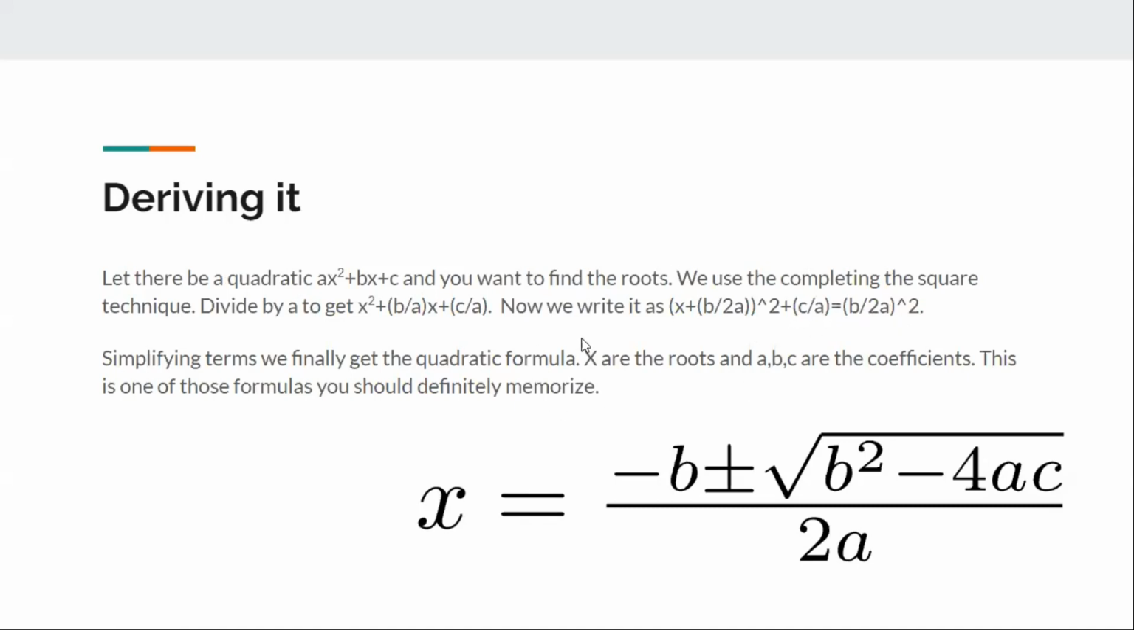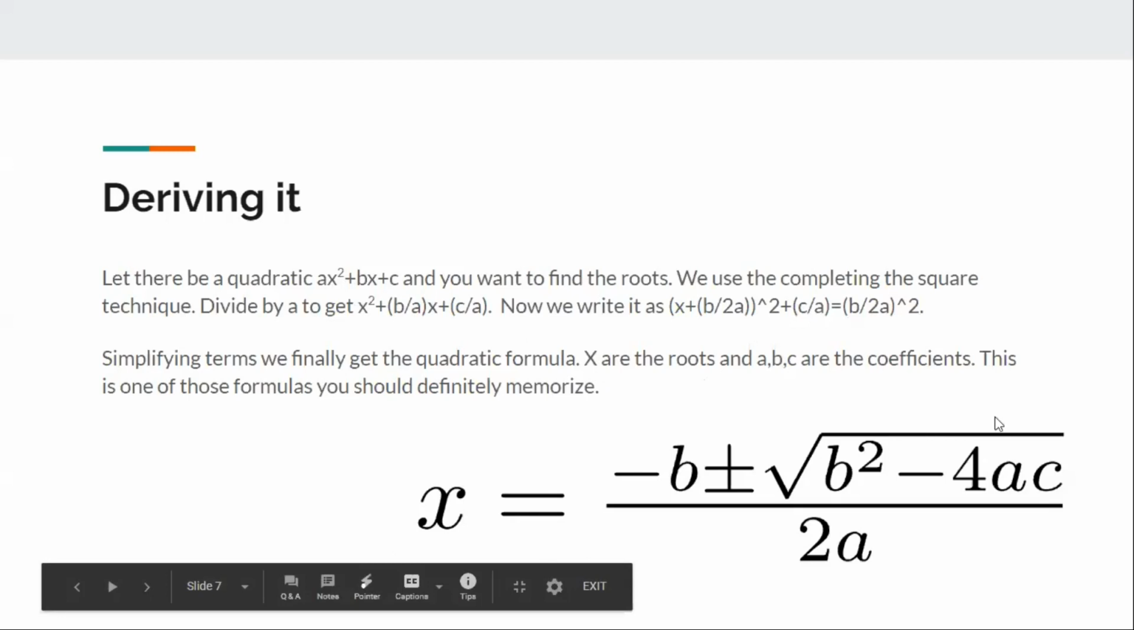And if you simplify the terms, and x are the roots and a, b, c are the coefficients in this order, you're going to get this formula, which you should definitely memorize. x is equal to minus b plus or minus the square root of b squared minus 4ac, over 2a. This is a really powerful formula, and there's lots of interesting properties about them.